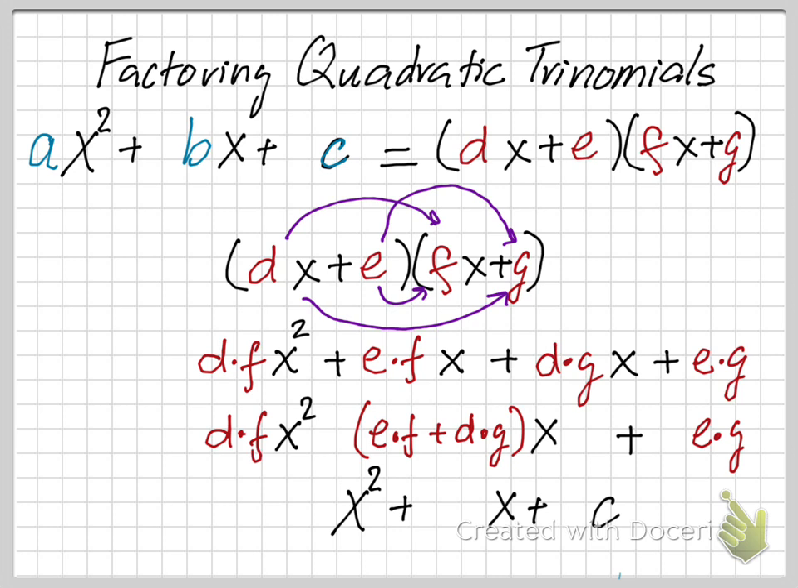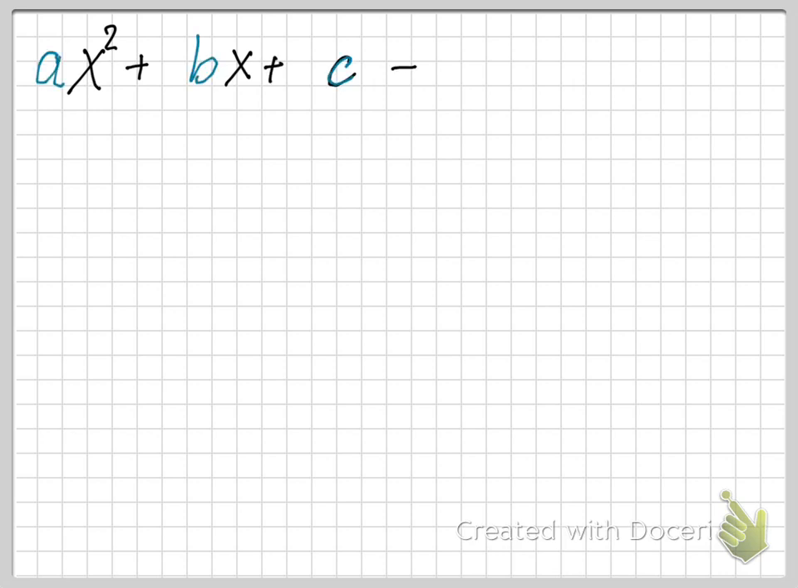Comparing these expressions with the original expression, we'll see that for this factoring to work, d times f has to be equal to a, ef plus dg has to be equal to b, and e times g has to be equal to c. Again, d, e, f, and g are constants that we're looking for.